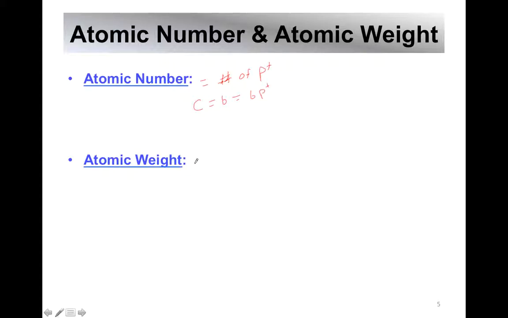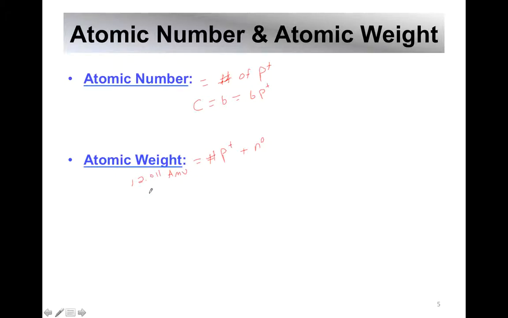Atomic weight is how much one atom weighs. And atomic weight is really the average of all the isotopes of the atoms in the element. But we haven't talked about isotopes yet. But it's really atomic weight is equal to the number of protons plus the number of neutrons. Okay, so for example, carbon's atomic weight is 12.011 AMU.